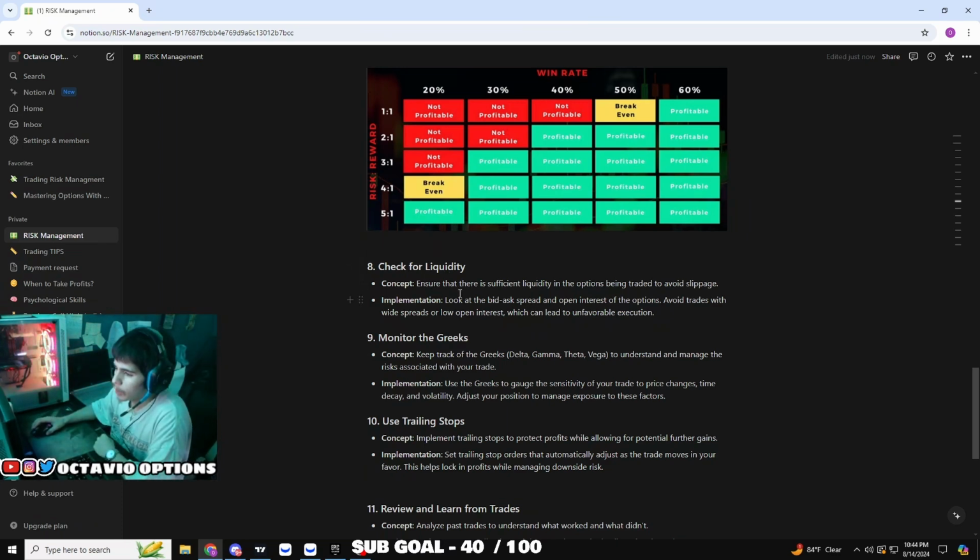Check for liquidity. Ensure there is liquidity in the option being traded to avoid slippage. Look at the bid-ask spreads and open interest on the options. Avoid trades with wide spreads or low open interest, which can lead to unfavorable executions. That's very big. Look for big spreads between the ask and the bid, and if the gap in between is too big, don't mess with it.